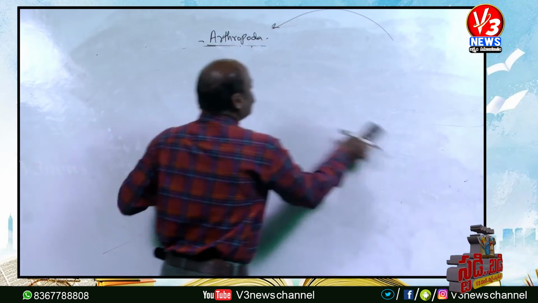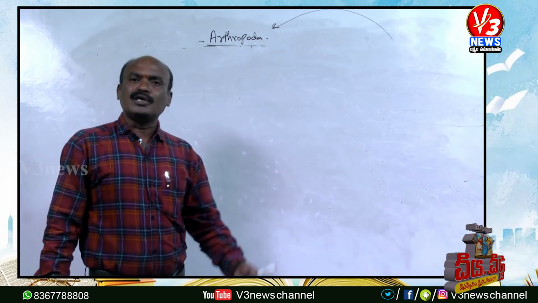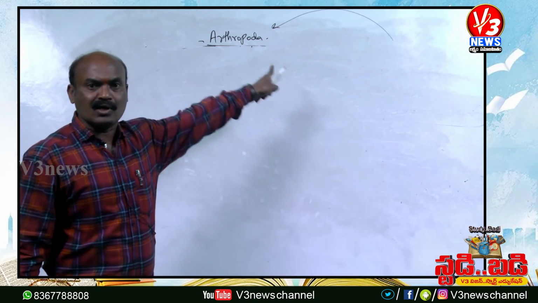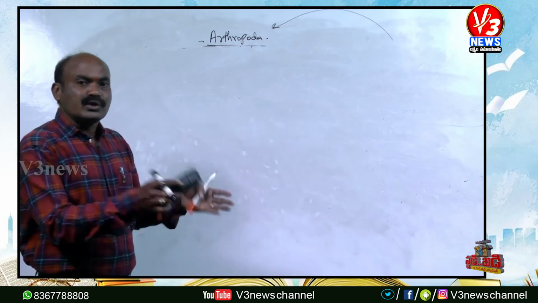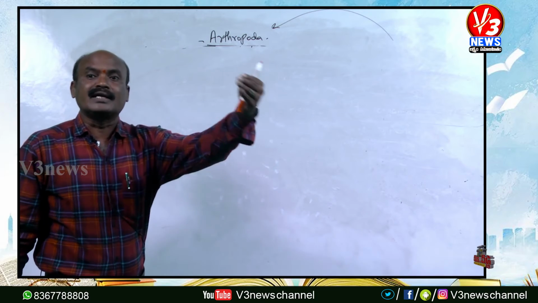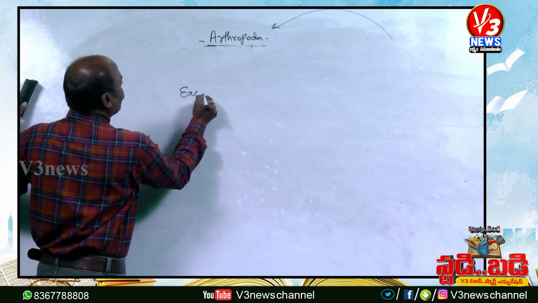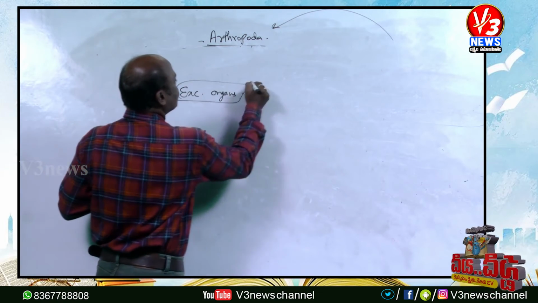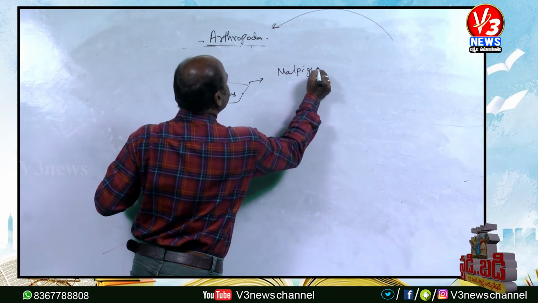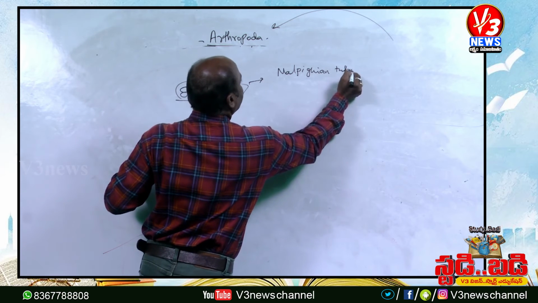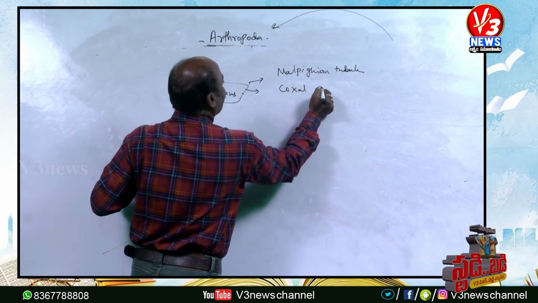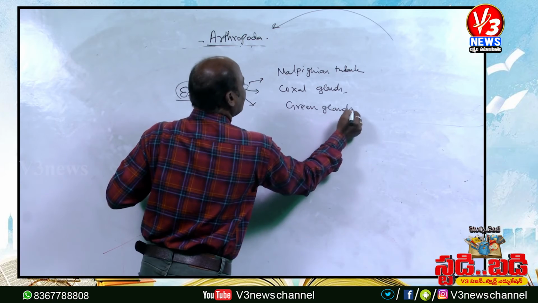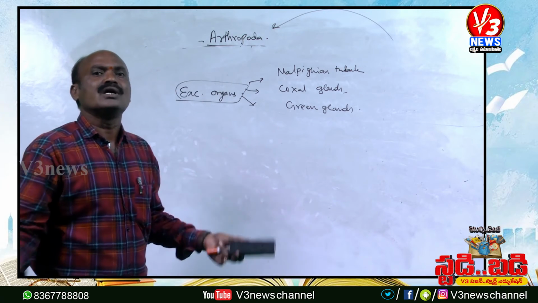Then coming to the excretory system. We just discussed one thing: arthropods are the most successful invertebrates because 80% of animal species belong to this phylum. They are living in all the habitats. So they possess different types of excretory organs. So what are they? Malpighian tubules, coxal glands, green glands. The green glands are particularly for aquatic animals, that is crustaceans.